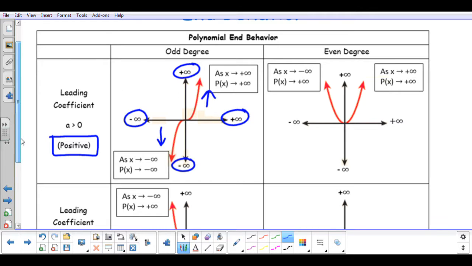If we have an even degree, like we did for degree 2 and degree 4, our quartic and our quadratic functions, even though the x's are different, so as the x is negative and as our x is positive, the function itself is going positive on both sides. So both y's are going to be up in the positive direction.